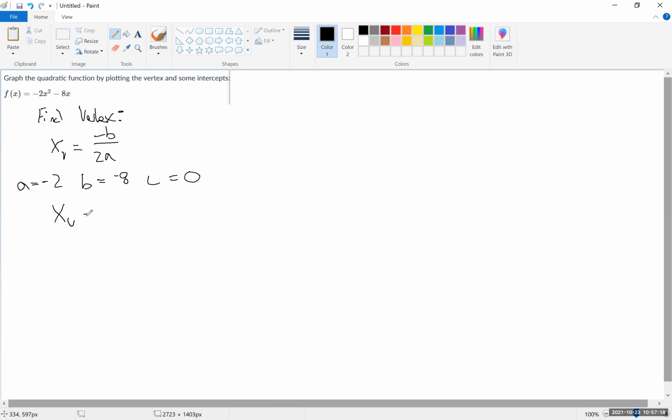The x value of the vertex is going to be negative 8 divided by 2 times negative 2. So we've got a lot to clean up here. A negative times a negative on the top is a positive. 2 times negative 2 is negative 4. The x value of the vertex here is 8 divided by negative 4, which is negative 2.